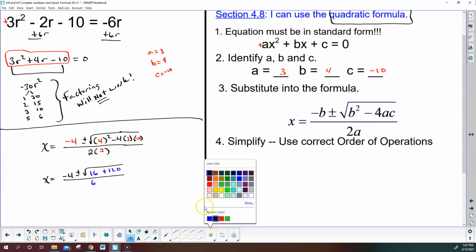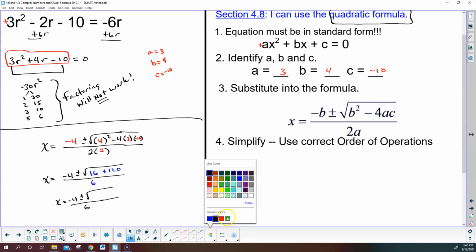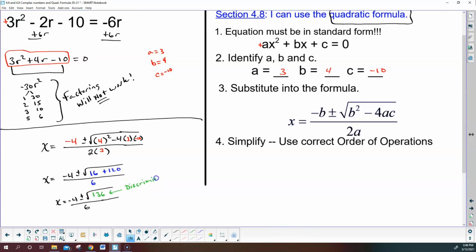All right? So notice, what did I simplify? Just the blue areas. And then I'm going to do one more simplification piece. We're going to get into this a little bit later when we start talking about graphing, but the number that's underneath the square root, this number right here, which if I do 16 plus 120, it's 136. I'm just going to identify that right now as something called the discriminant. You may have heard of it before.